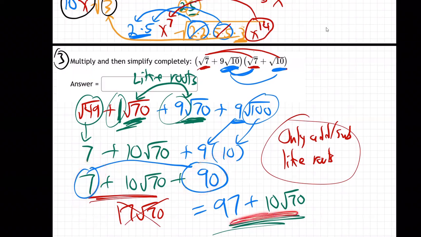And you might say, well, can I add the 97 and the 10 there? No, we're done right there, because again, those are not like roots. You can only add like roots. If that 97 had a root 70, then I could say 97 roots of 70 and 10 more roots of 70. Yeah, I could add them. But as it stands, no, I've got a plain old number like 97, and I've got a root, which is kind of like an x. So it's like looking at 97 plus 10x. Those are unlike. You can't add them. So it just stays as it is. And there we go.